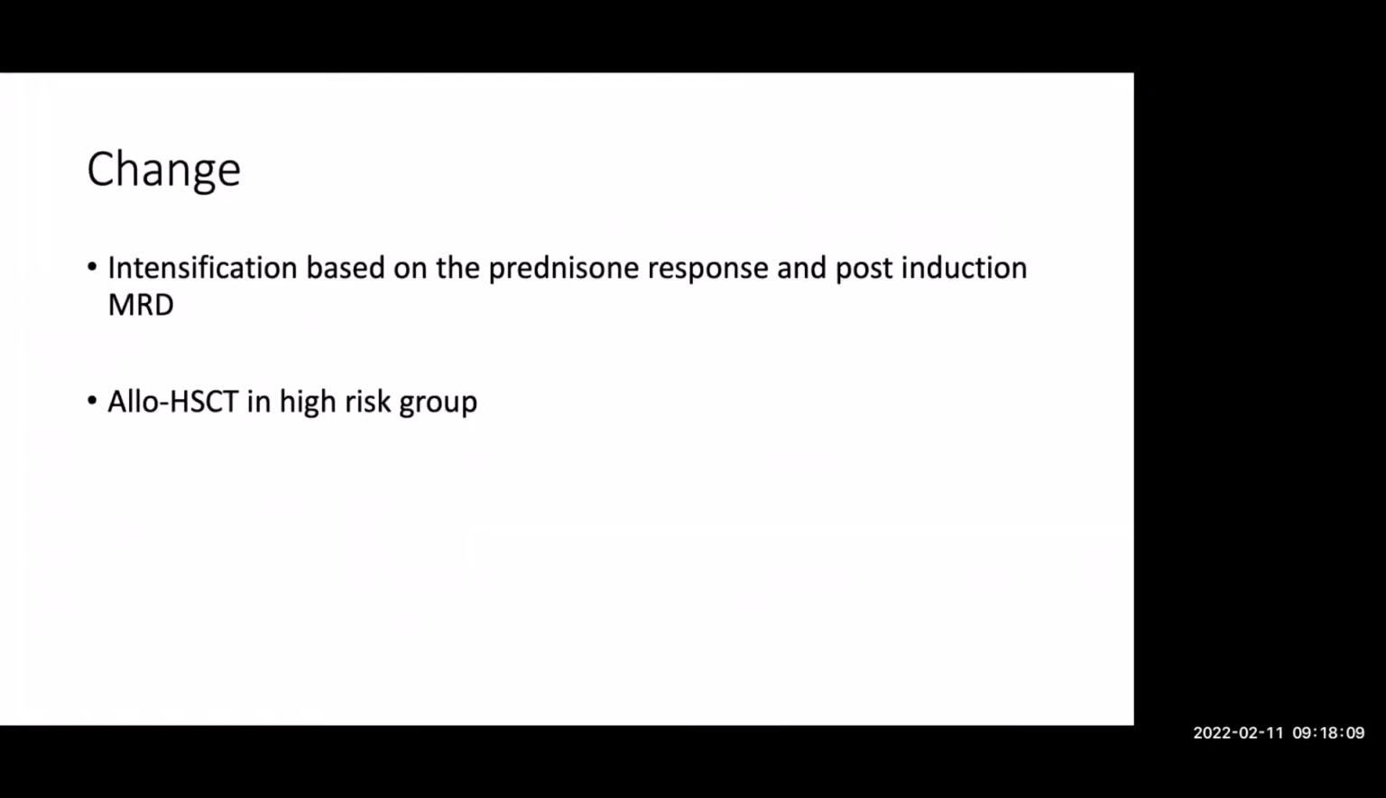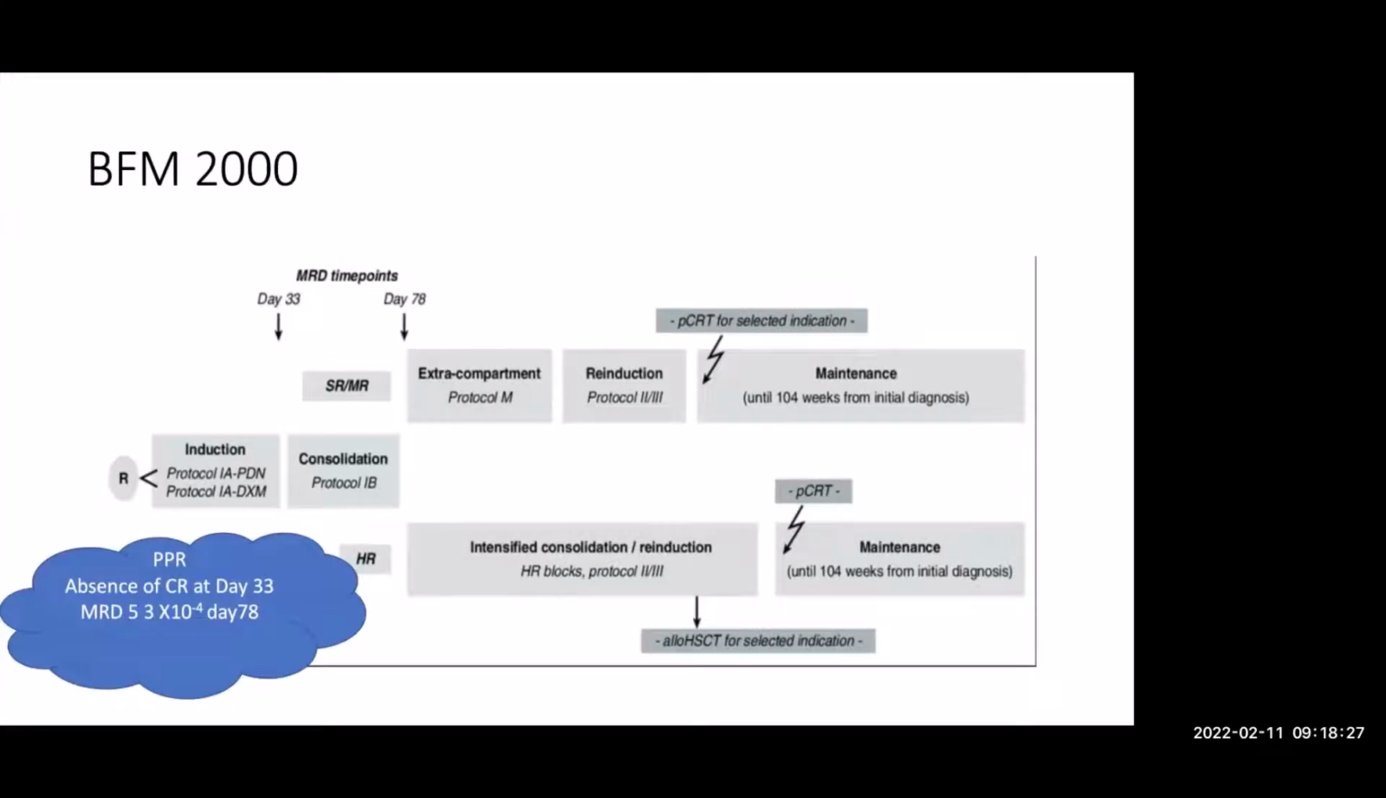So what has changed in the treatment of ETP-ALL? One is intensification based on prednisolone response and post-induction MRD, and use of allogeneic stem cell transplant in this high-risk subgroup. So this is the BFM study where patients who are poor prednisolone responders, have absence of complete remission at the end of induction, and persistent MRD positivity after phase 2 received intensified chemotherapy in the form of high-risk blocks.